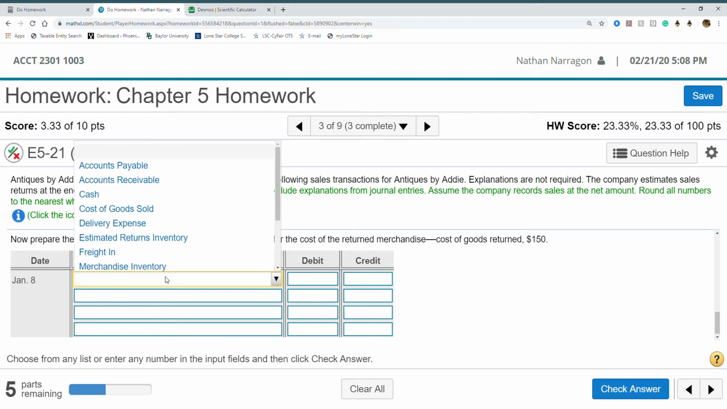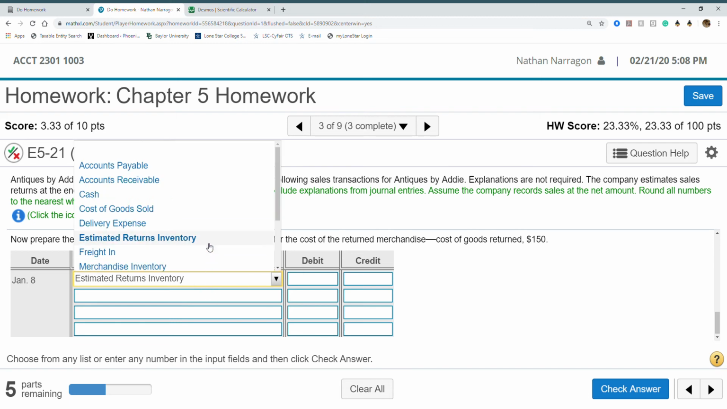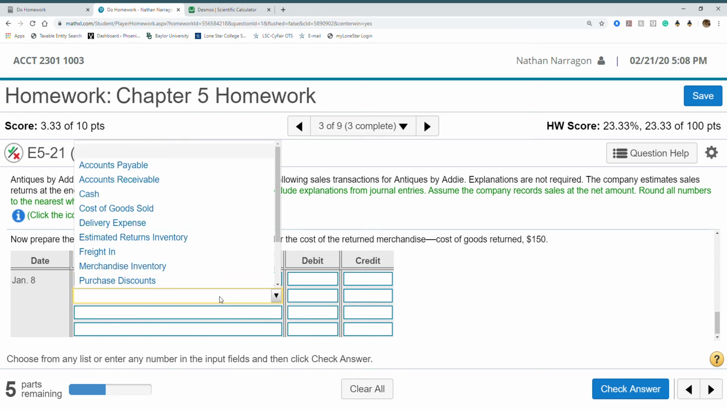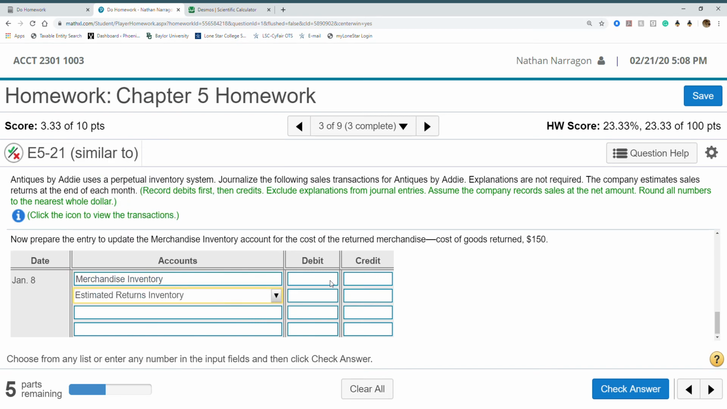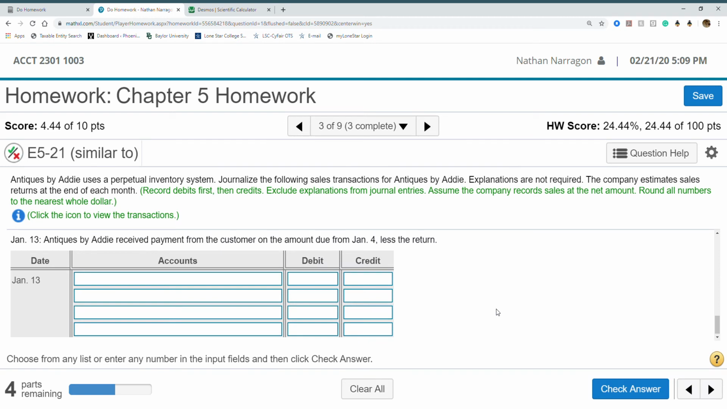So usually this is going to be estimated returns inventory. Is going to be our credit. Merchandise inventories are debit because we're getting inventory. We're going to credit our estimated returns inventory for the 150. Okay, everything good.